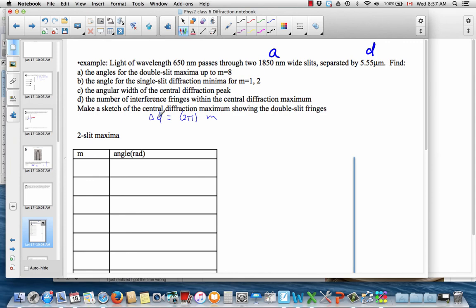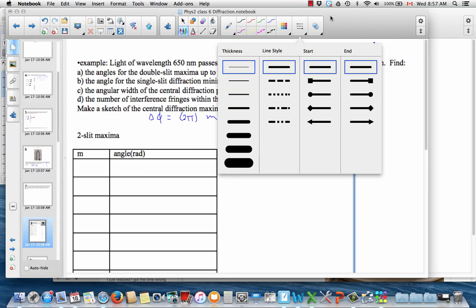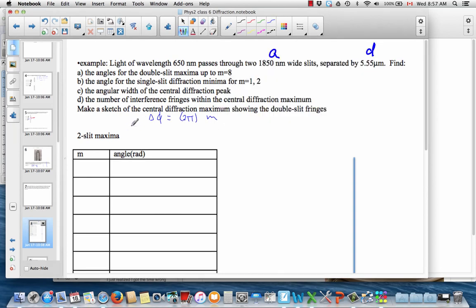Okay, our two slit maxima happen when the phase difference is full waves, so m times 2 pi, and the phase difference, remember, is k delta path, and k is 2 pi over lambda, and the path difference for the two slit experiment was d sine theta.